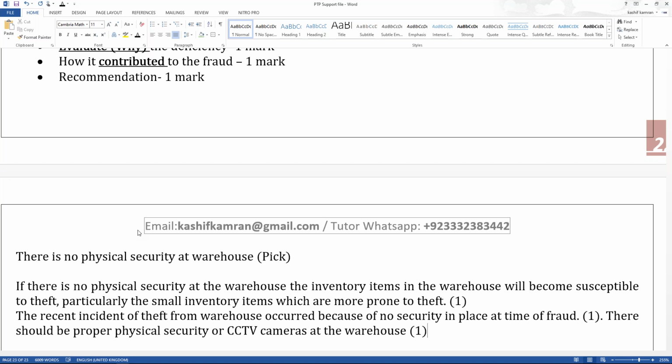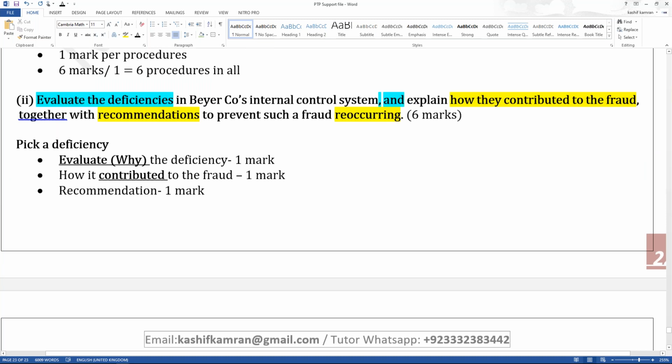Are you getting it? You will pick up a problem, you will pick up a deficiency, and for every deficiency you will tell why it is a deficiency, how it contributed to a fraud in the question, and what can be done to avoid a reoccurrence. Is that clear? The marking scheme, everyone? Right? So is the example clear to all of you to understand the marking scheme? Right? Okay, good. So this is a question on evaluate the deficiency.